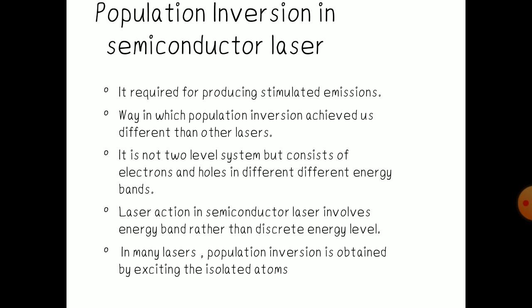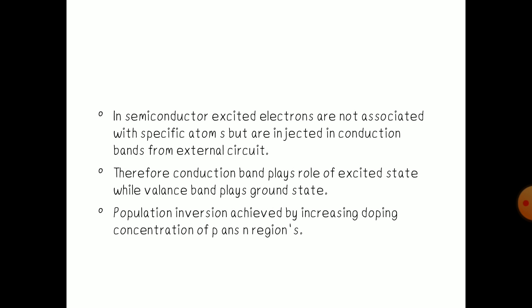In many lasers, population inversion is obtained by exciting the isolated atom. In the helium neon laser or ruby laser, we excite atoms by providing external energy. In a semiconductor laser we have to excite the semiconductor material which consists of different types of bands. So in many lasers population inversion is obtained by exciting the isolated atom, while in a semiconductor the excited electrons are not associated with a specific atom but are injected into the conduction band from the external circuit.